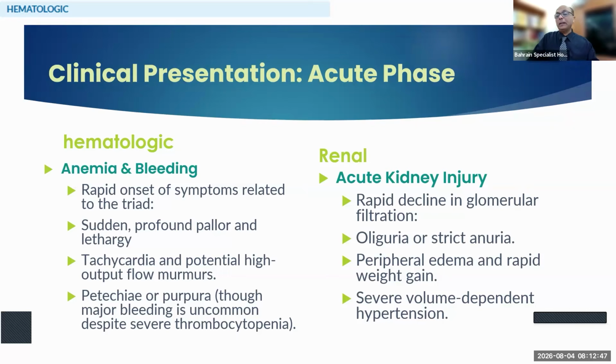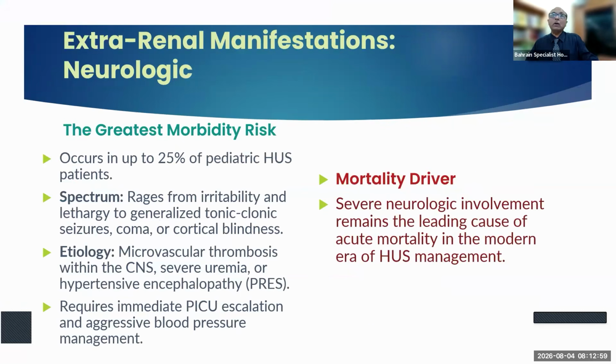Renal involvement: there will be a rapid decline in glomerular filtration rate. There will be oliguria, even strict anuria, peripheral edema and weight gain, and severe volume-dependent hypertension. Extrarenal manifestation will be neurological, which is one of the greatest risks of morbidity. It occurs in 25% of pediatric HUS patients. There will be a spectrum ranging from irritability, lethargy, generalized tonic-clonic convulsion, coma, or cortical blindness.